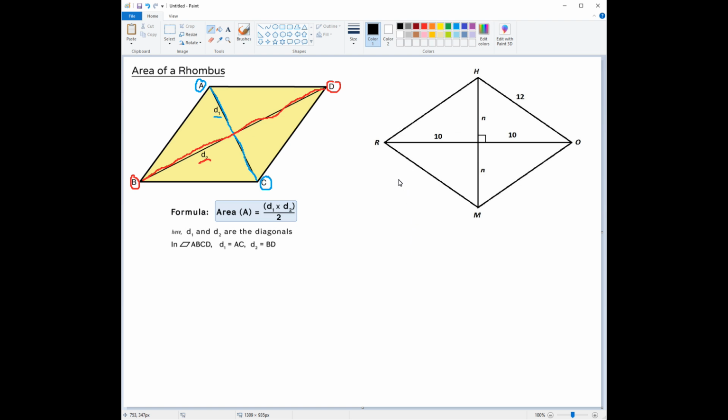So in this one, let's use green. We have an R there, we have an O, we could say that is B and D. We could say H and M are A and C if you want to compare it to the rhombus on the left. So let's find d1, which would be H to M. Oh, it actually doesn't say. I didn't notice that when I wrote this in.